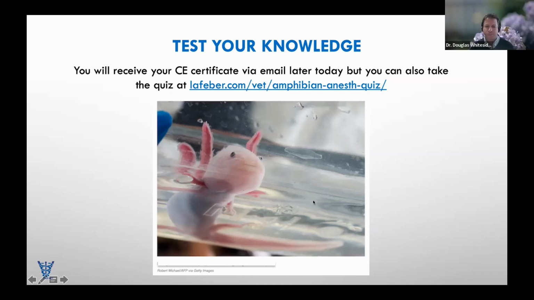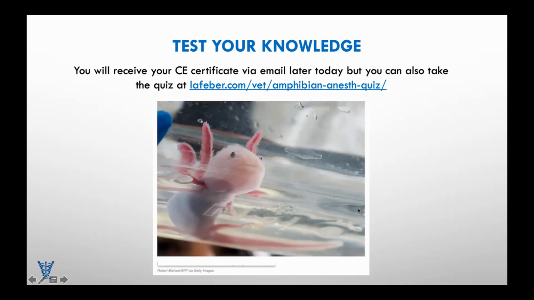Ashley asked, do you have a preferred temperature gun? Nope, just whatever's available.